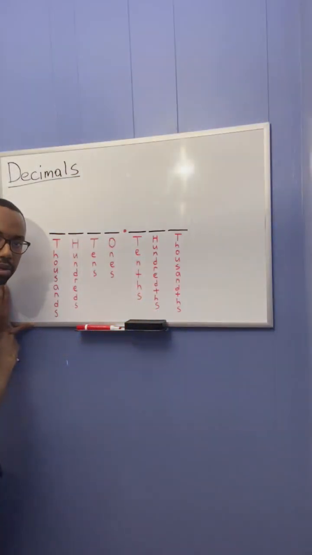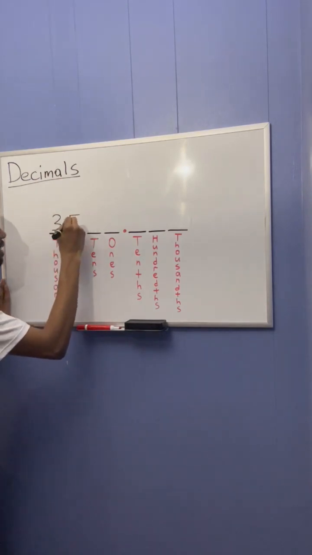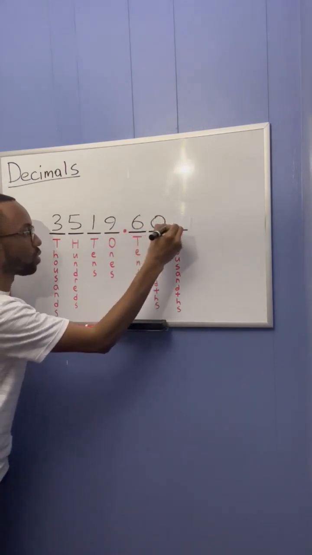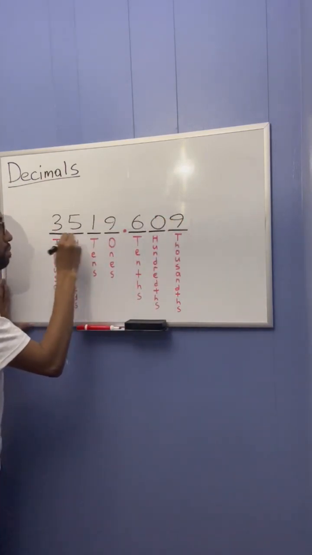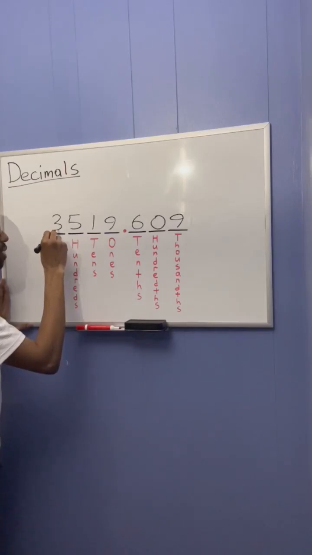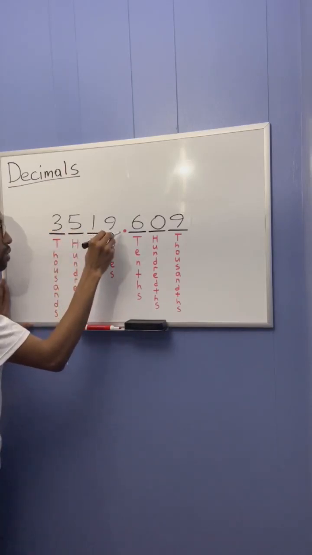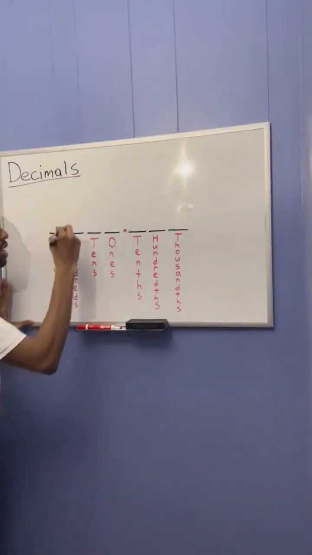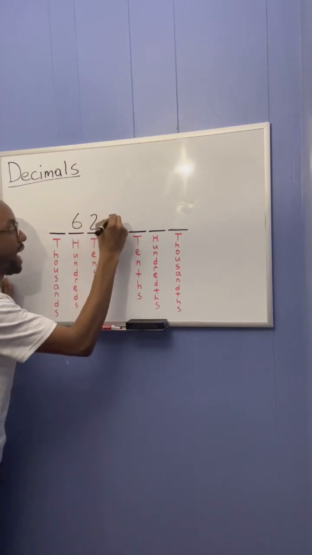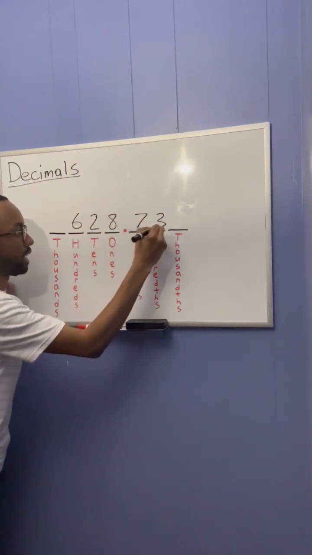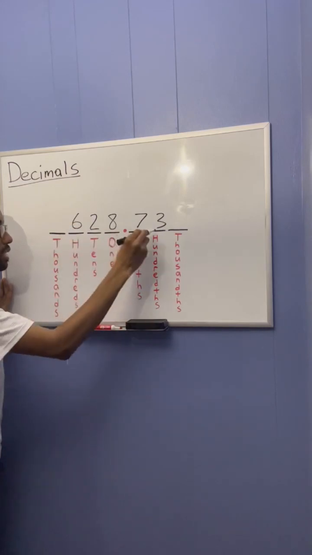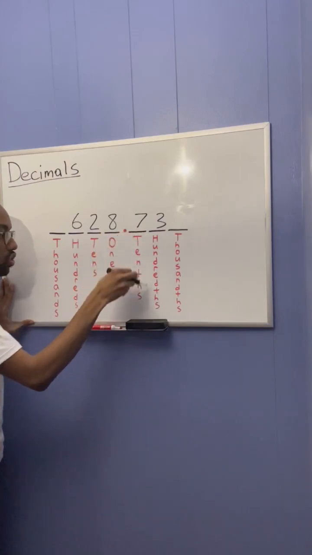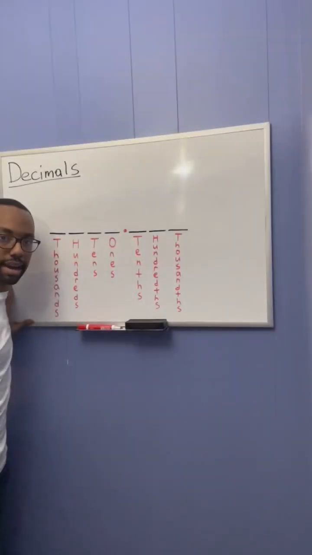Let's start off with an example. We have 3519.609. This number is pronounced as 3,519 and 609 thousandths. Here's another example. 628.73. This number is pronounced as 628 and 73 hundredths.